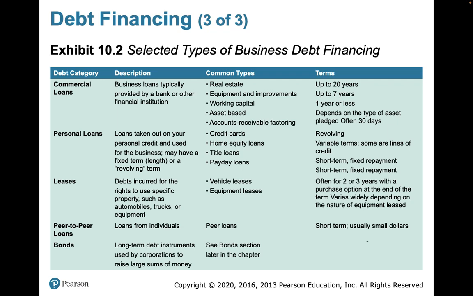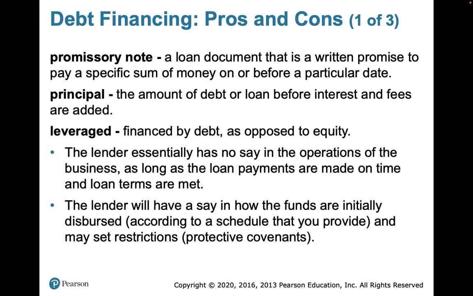Then we have the peer-to-peer loans and bonds. These are loans from individuals. These are usually short term, okay? And the money is usually very small, not big compared to the commercial loans, the leases or personal loans. Okay, now let's move on. Now we're going to look at the advantages, the pros and cons of debt financing.